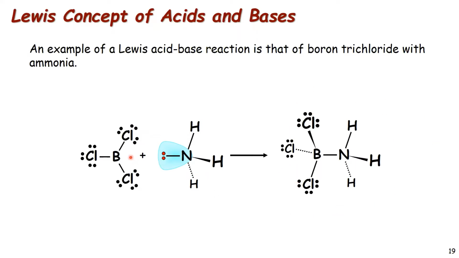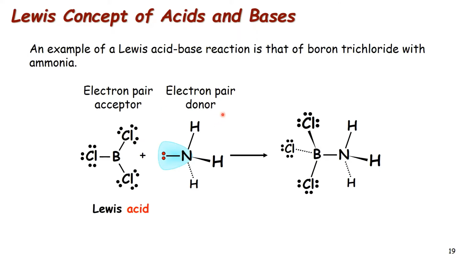What happens is that the empty 2p orbital on the boron overlaps with the orbital containing the lone pair on nitrogen, and it forms this coordinate covalent bond. So this guy is the electron pair acceptor, that would be our acid, and this would be the electron pair donor, and that would be our base. Again, we then form this coordinate covalent bond right here.